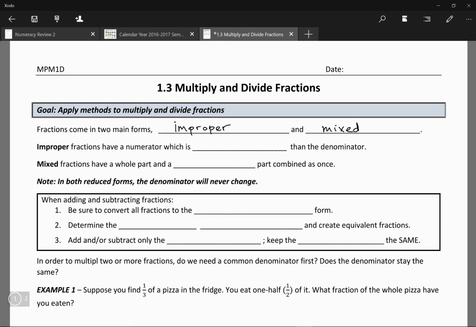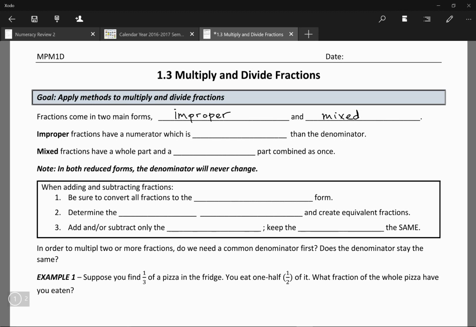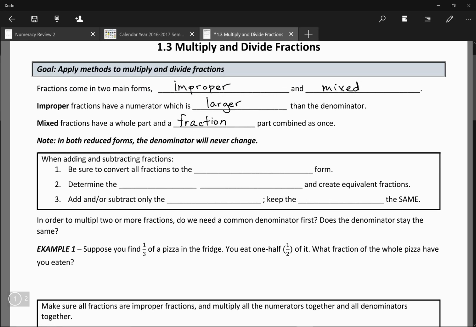So improper fractions have a numerator which is larger than the denominator, and that's how we identify those improper fractions. And mixed fractions have a whole part and a fractional part combined as one. And we tend to not use mixed fractions very much now in grade 9. Note, in both forms, the denominator will never change.